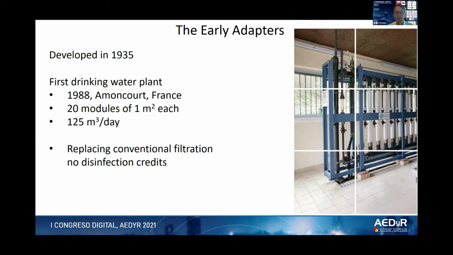The very first ultrafiltration plant used in large scale for drinking water was in 1988 in France. And you can still see this. It is a plant producing drinking water, but very small capacity, and even the membrane modules, 20 membrane modules of 1 square meter each, gives you a very limited capacity with a relatively large footprint. The membranes were not credited with disinfection removal, but it was just to have a small, compact, easy to operate unit to replace conventional sand filters.